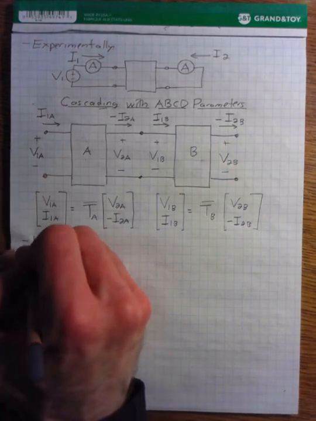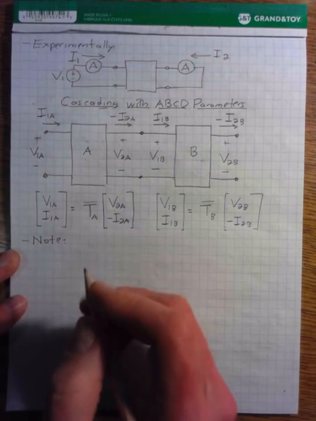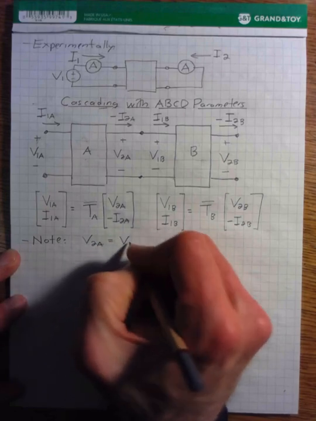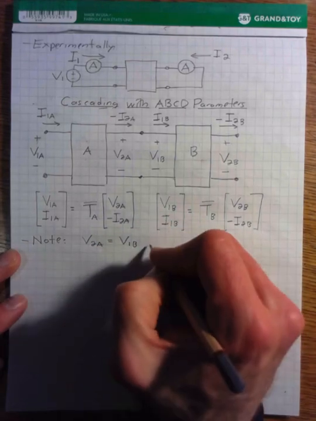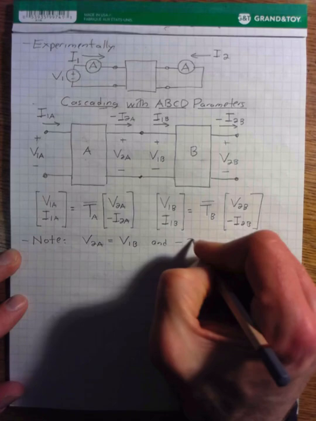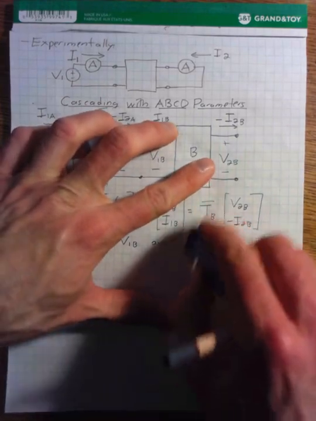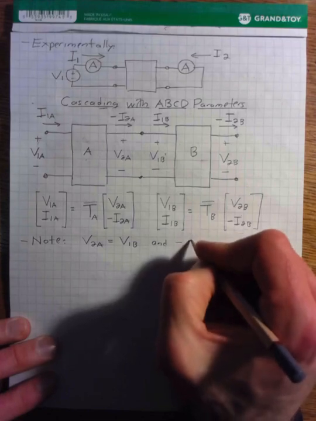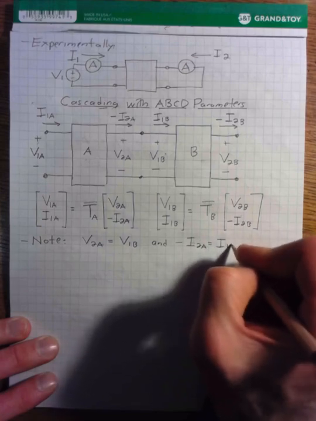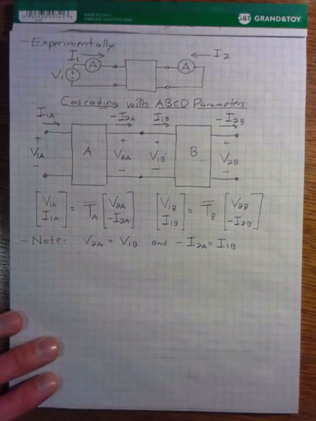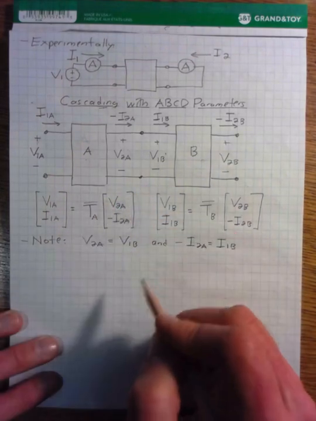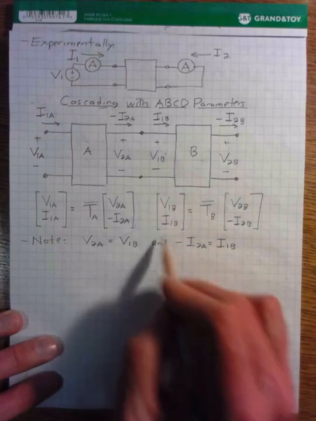I guess if we note this, the first thing is that the voltage at the output of system A is equal to the voltage at the input of system B, and the current flowing out of A is equal to the current flowing into B. Minus I2A is equal to I1B. So in other words, this vector is equal to this vector.